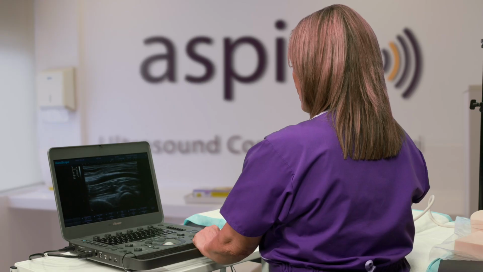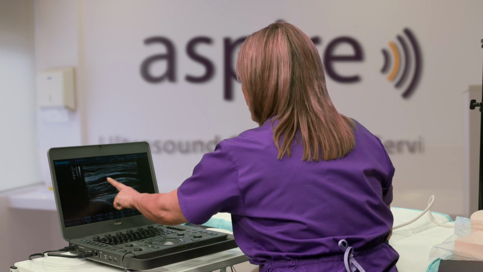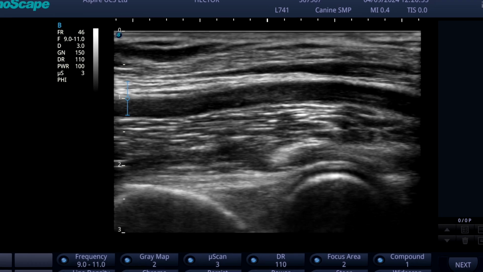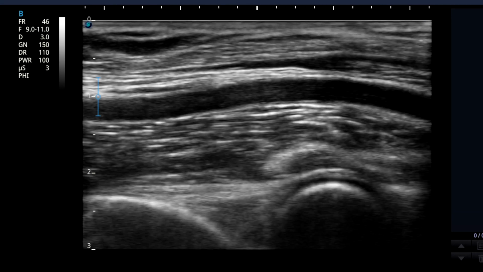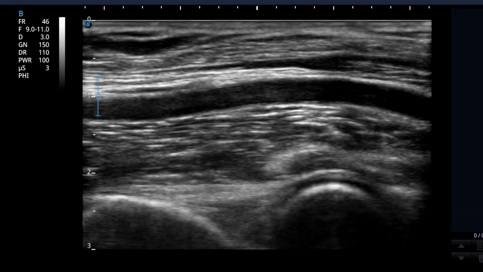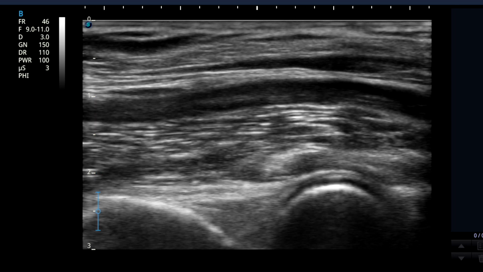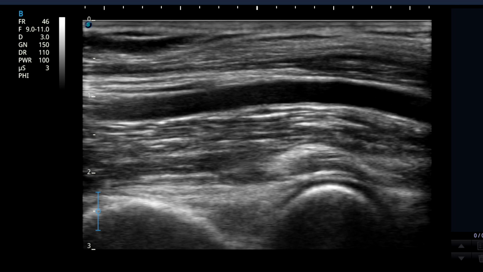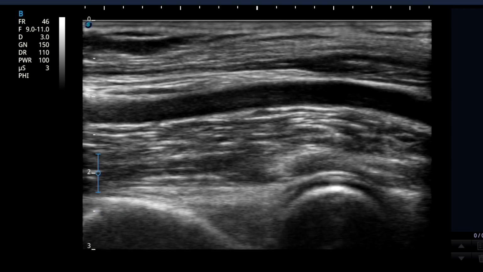So let's have a look at this vessel here. Now, it's important to set your focus at the level of the area of interest, which we've got as this linear vessel running across the screen here. Now, if we move the focus down deeper into the body, can you see that the walls of that vessel start to become more fuzzy?